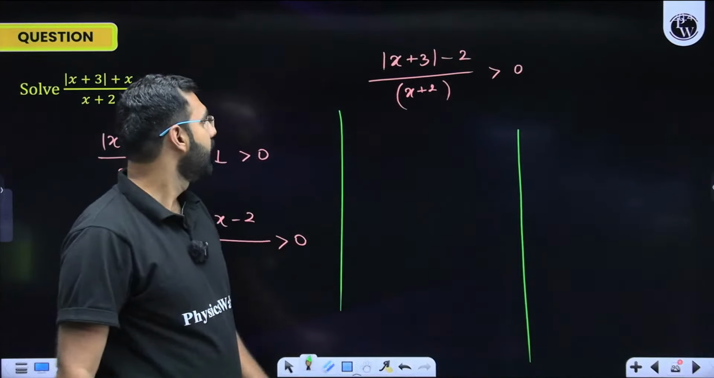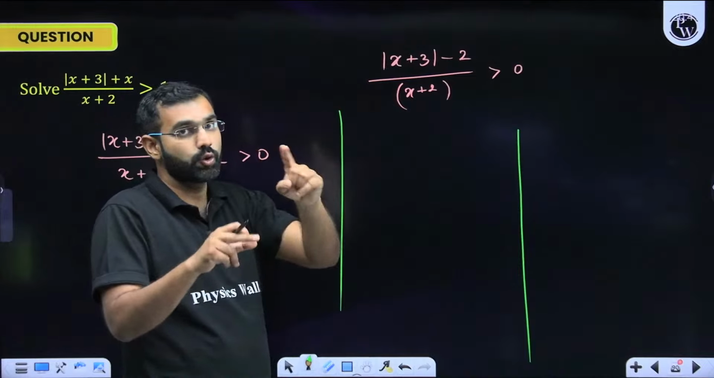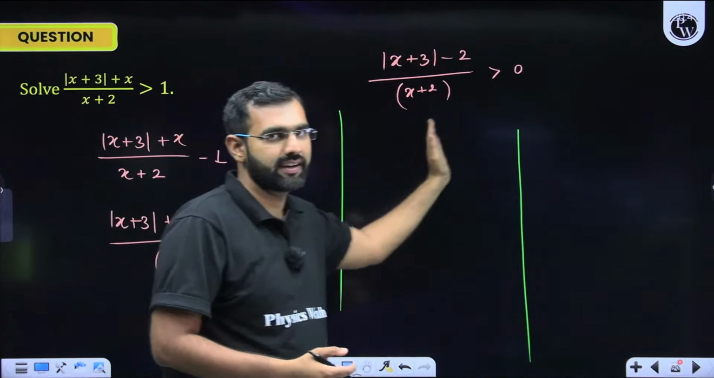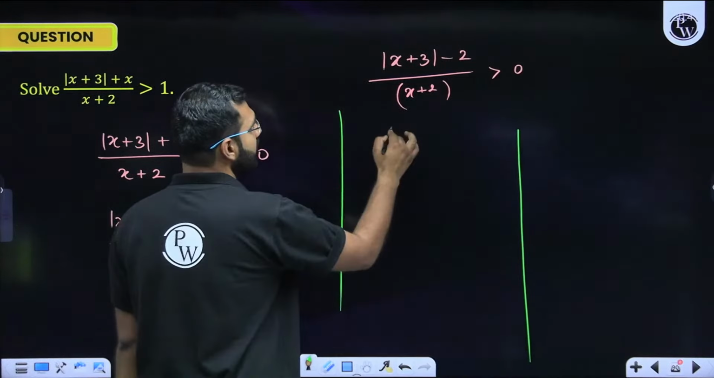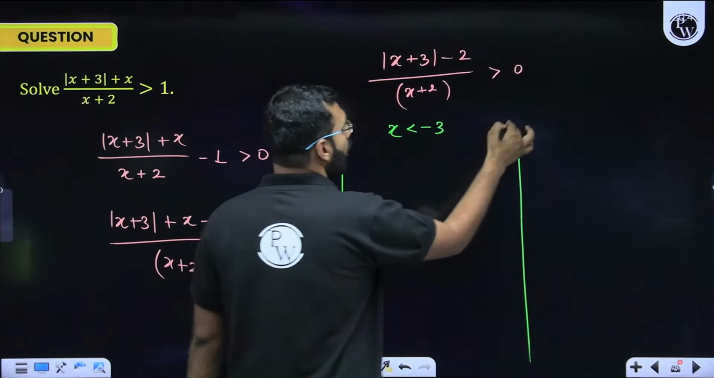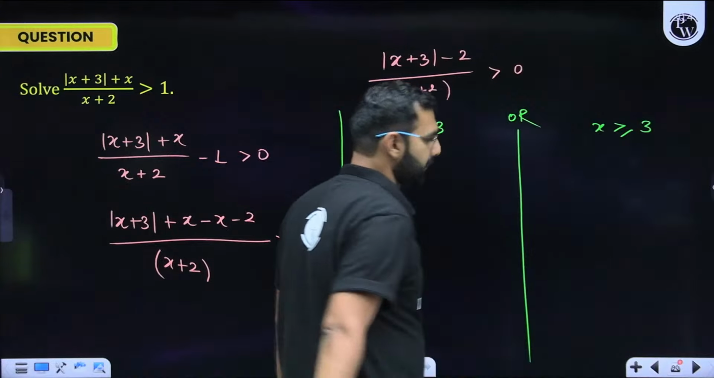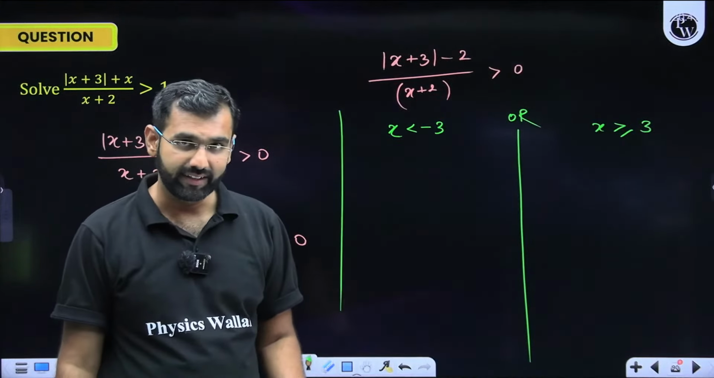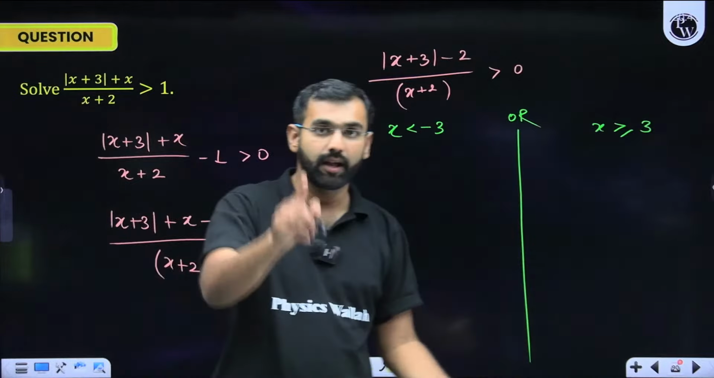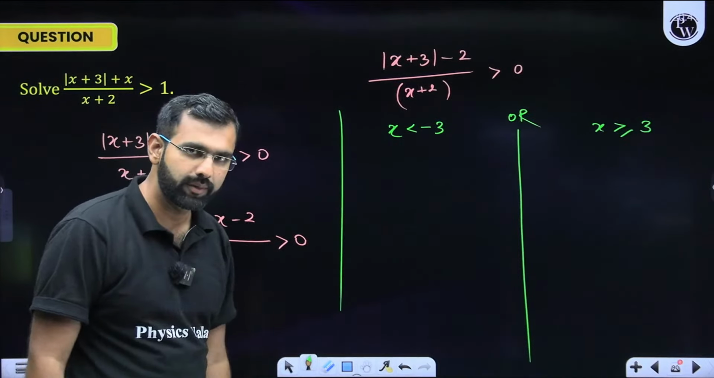Which two parts? In the first portion, I remove this modulus sign. So to remove this modulus sign, I have two choices. Either x is less than minus 3 or x is greater than or equal to minus 3. So the first case I'm creating where x is less than minus 3, or the second case where x is greater than or equal to minus 3. Or means whatever answer I finally get, I'll use the union. I'll get an answer from here, I'll get an answer from here, I'll put in union, means or. Can I move ahead from here?